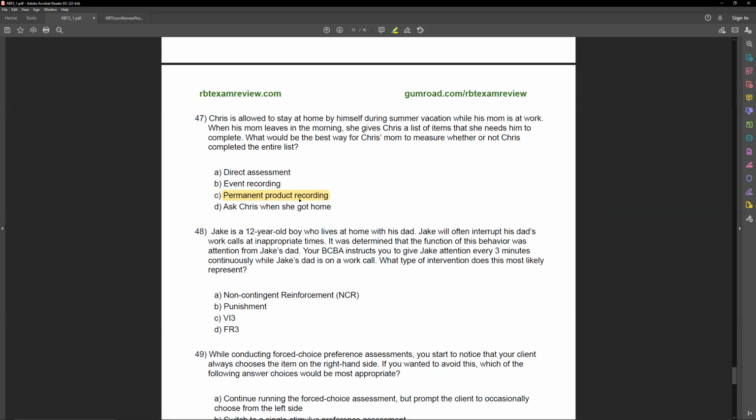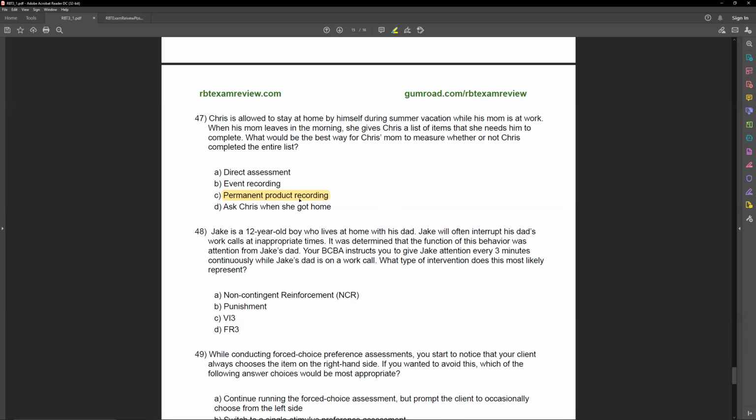So we know that Jake wants attention from his dad. That's the function of the behavior. That's why the behavior is happening. But it's inappropriate. So we need to put a stop to it. And dad is working and you're working with the client. So your BCBA says, all right, every 3 minutes, give Jake attention. What are you engaging in? Is it non-contingent reinforcement? Yeah, I think so, right?